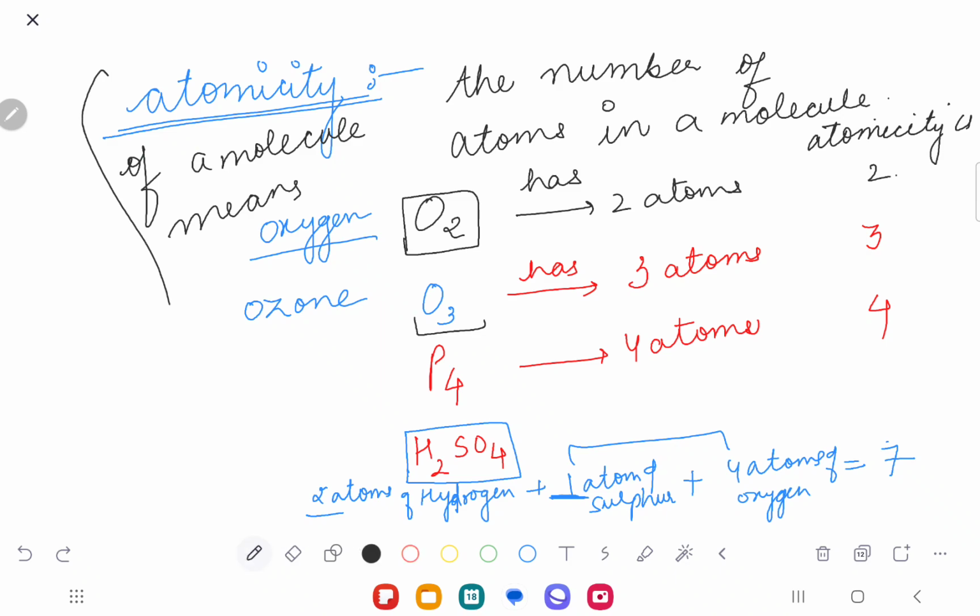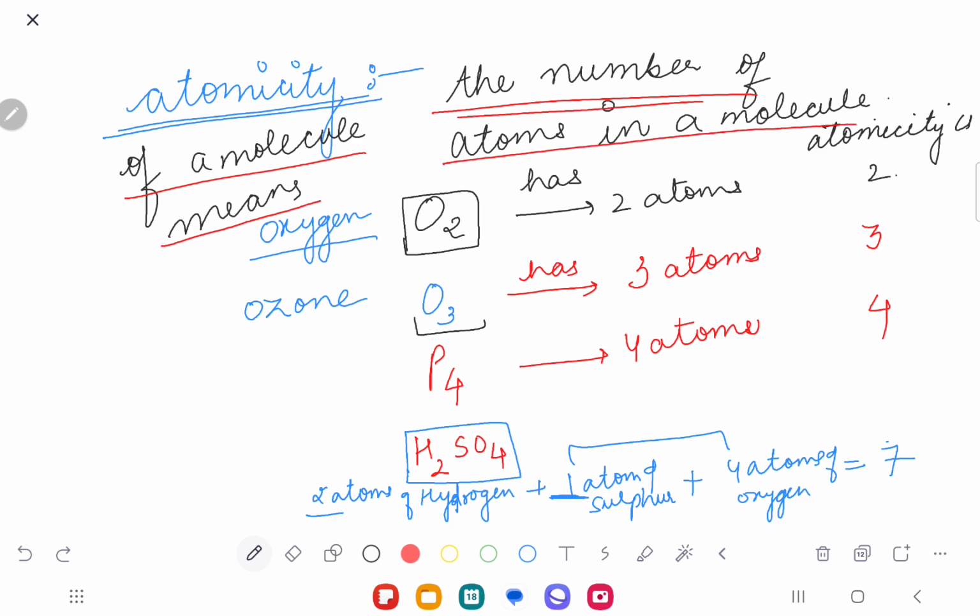So when we are talking about the atomicity, what exactly does that mean? The number of atoms in a molecule is called the atomicity.